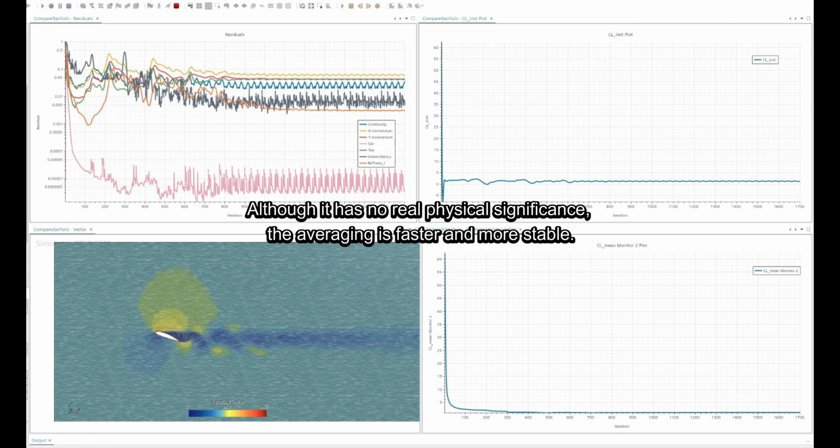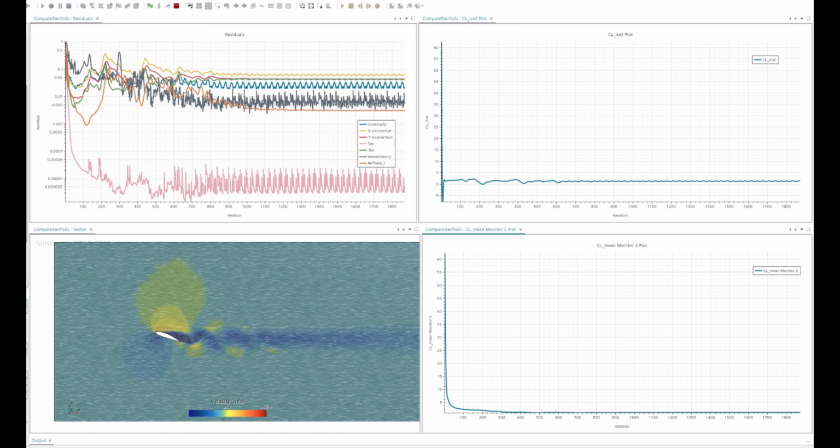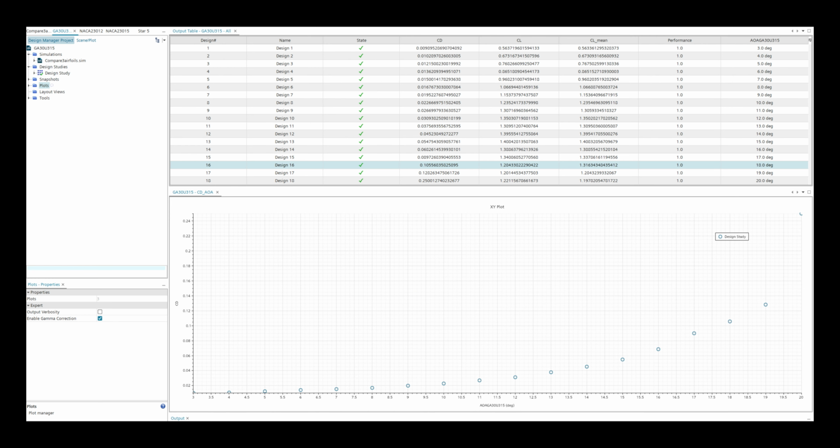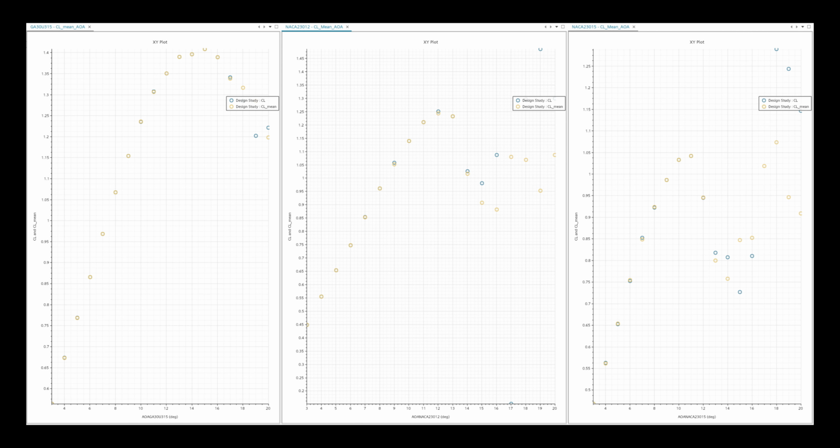Here we can see the drag coefficient CD and lift coefficient CL results for the three airfoils. The drag coefficient is quite clear. It grows almost exponentially with increasing angle of attack. After moving average smoothing, the lift coefficient CL becomes more stable.